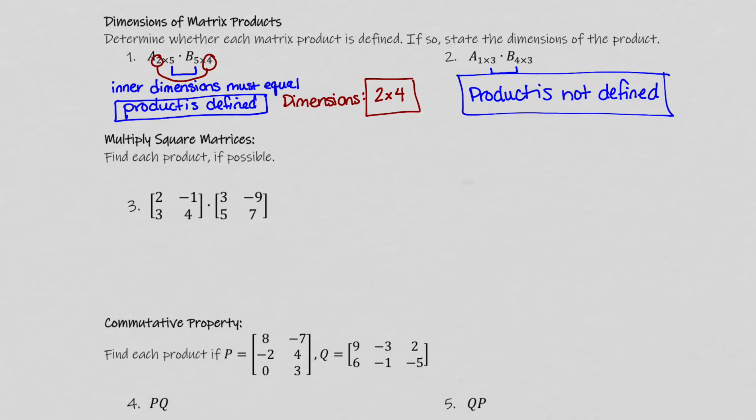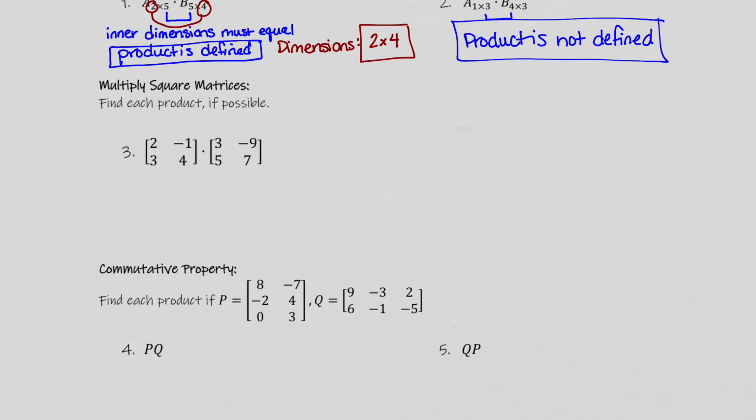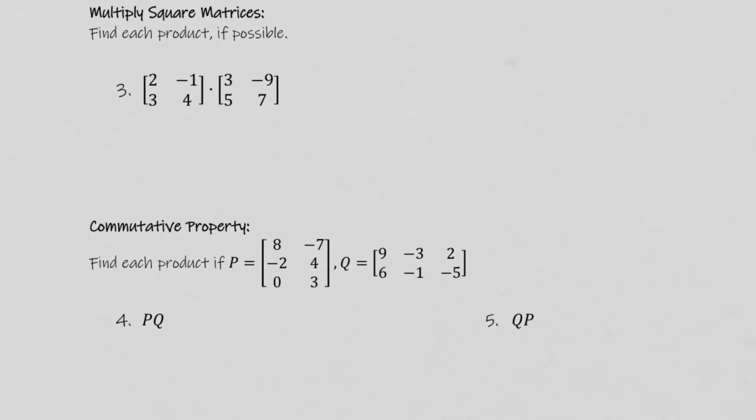So now we're actually going to multiply some matrices here. These are square matrices, so the dimensions are going to be the same, 2 by 2, 2 by 2, but always double check. The inner dimensions have to be the same. So I know my answer will be a 2 by 2 matrix.